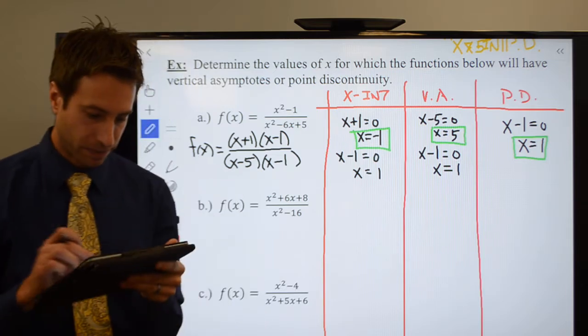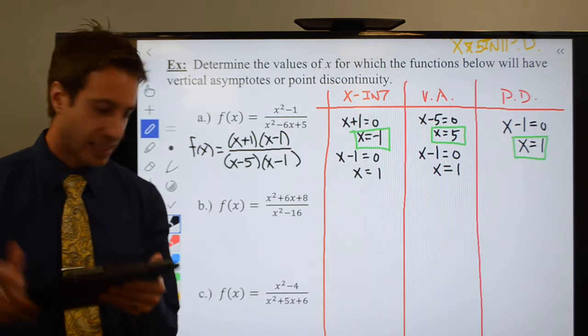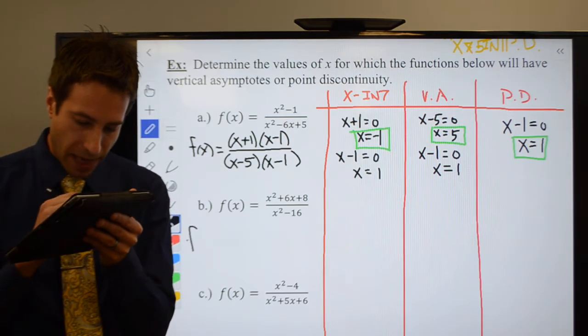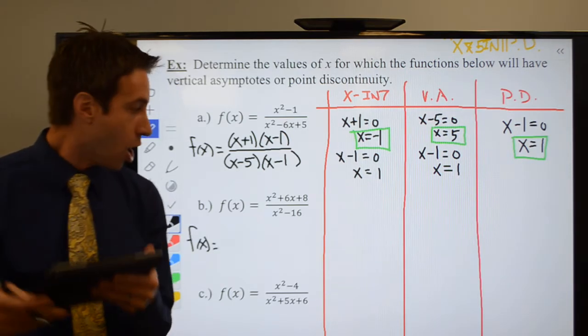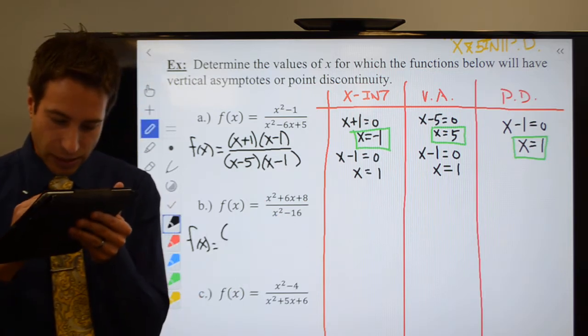Let's keep going. Got another one for you right here. Let's factor this guy, see how it works. F of x is equal to, hopefully this is a general trinomial that'll just factor nice and easy into two binomials.